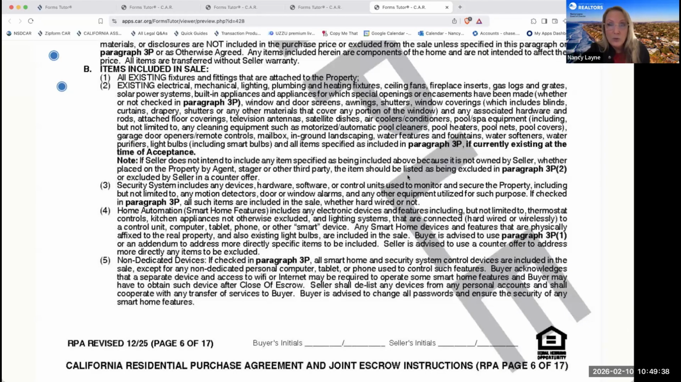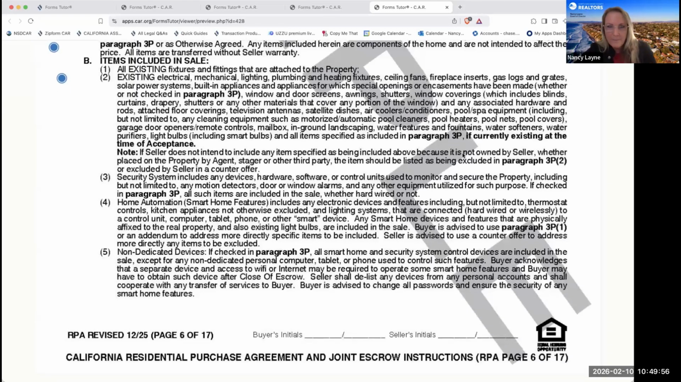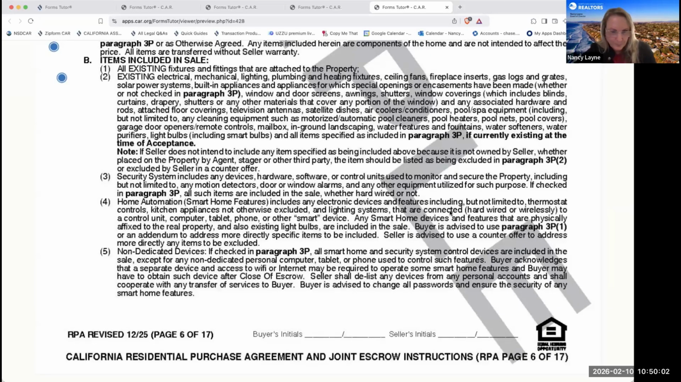If you don't want to include something, for example, a seller has in the contract that the rugs are included at a price acceptable to seller or something silly like that, you want to make sure you exclude those in the contract if they are not indeed included. Anything that causes confusion, you want to make sure you remove.